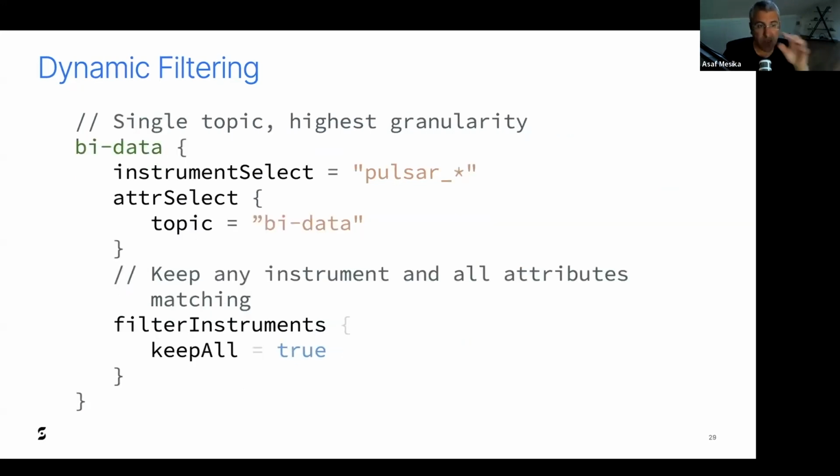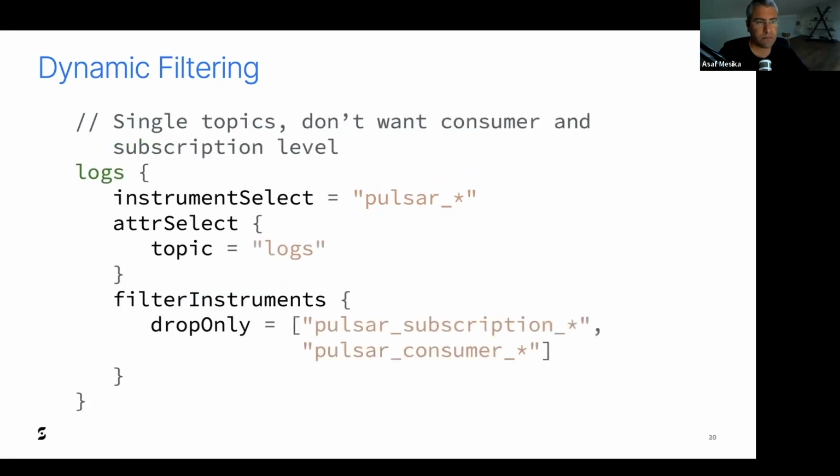Let's assume that I want a single topic with the highest granularity. The topic is called BI data. So I'm selecting all the instruments, and I'm saying in the filter, keep all the instruments, everything. Maybe for the topic called logs, I don't want the consumer and subscription level, and the rest I do want. So I can decide in the filter to drop only the Pulsar subscription and the Pulsar consumer.